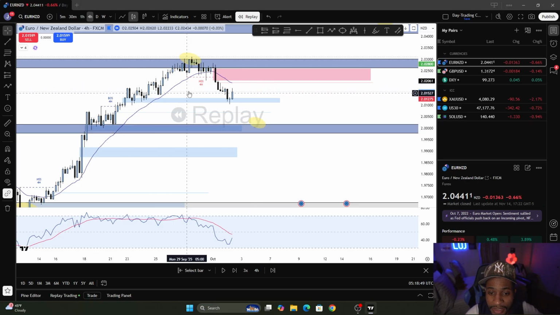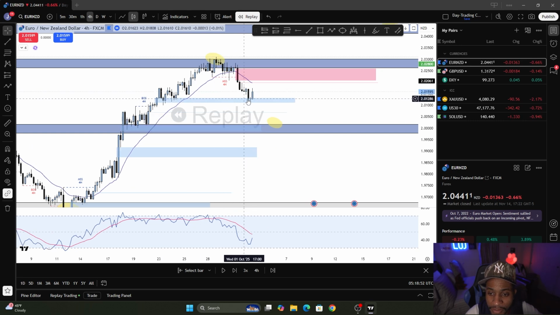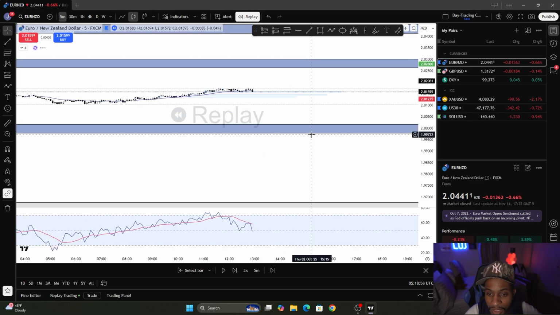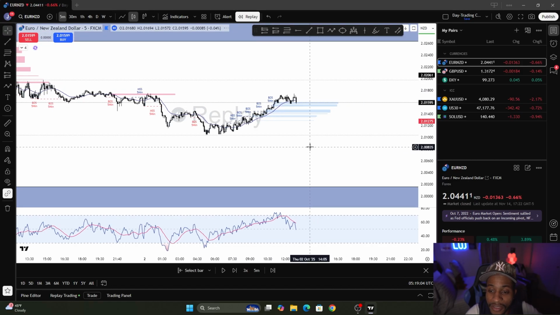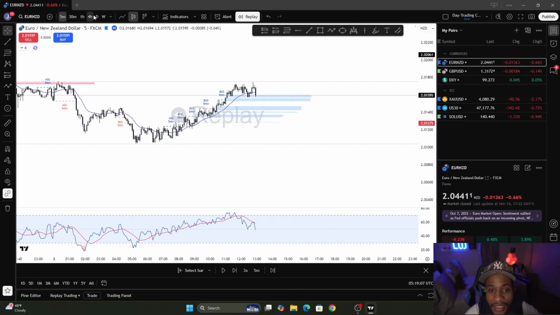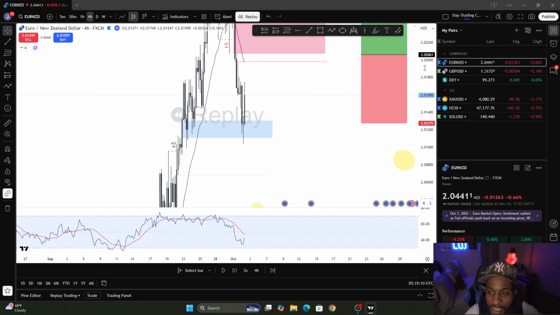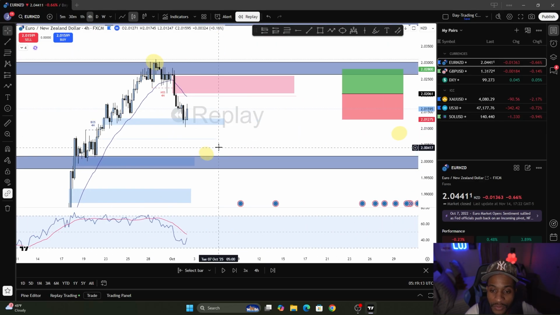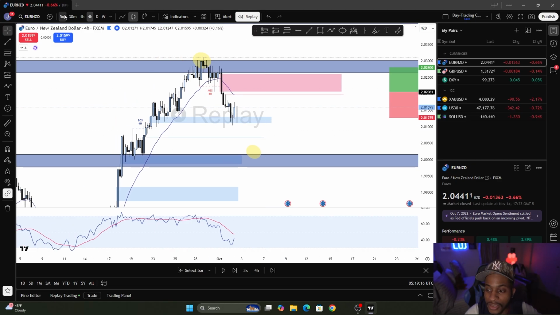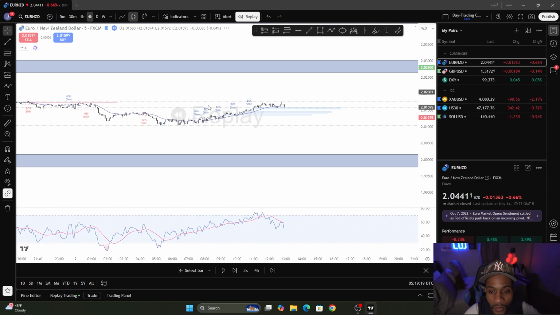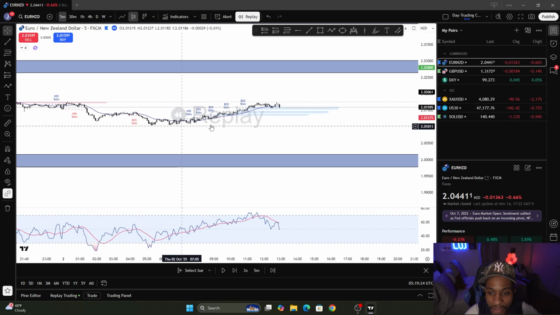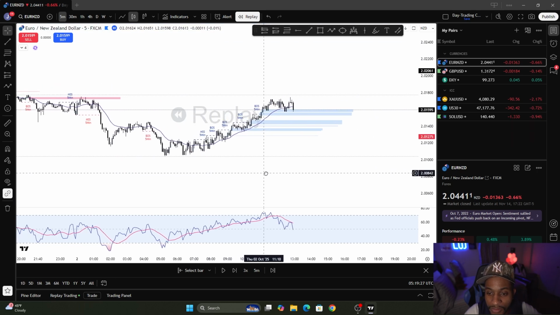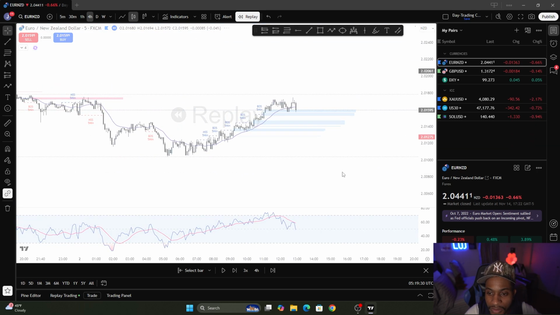We see price correct to this fair value gap right here, right? How I normally enter is I'll go down to the 5 minute, and this is what's happening on the 5 minute. A lot of the times, and I don't want anyone thinking my strategy is bulletproof and I'm always winning trades, sometimes you're going to be wrong, and that's just a part of the game. But what is being shown on the 4 hour is basically this on the 5 minute. Actually, let me go to the 4 hour real quick.